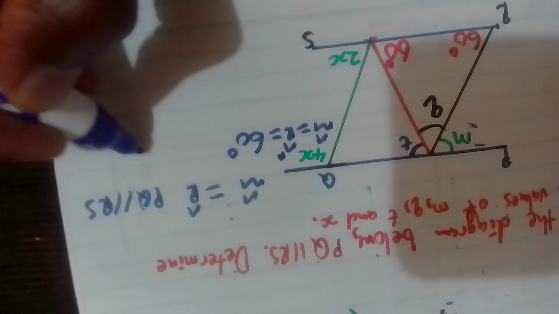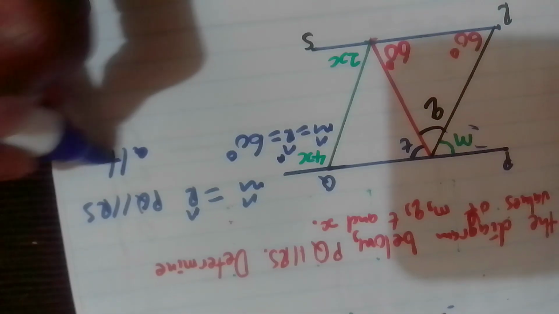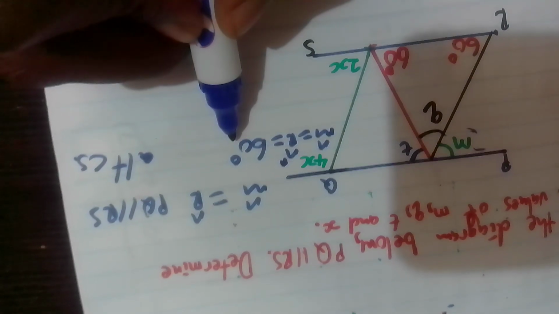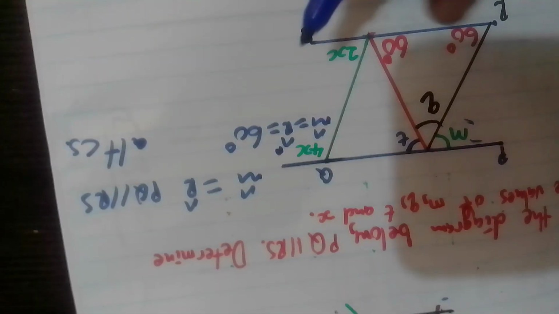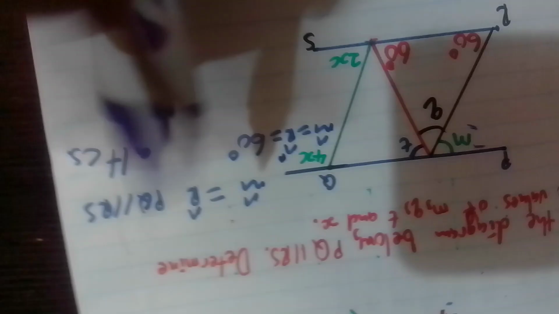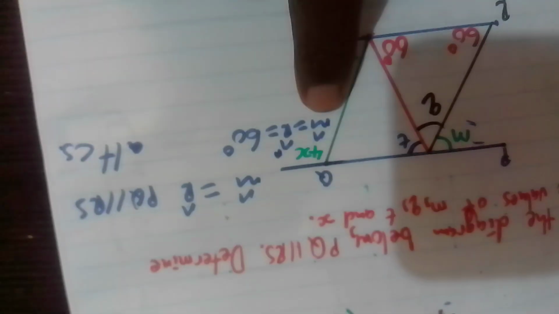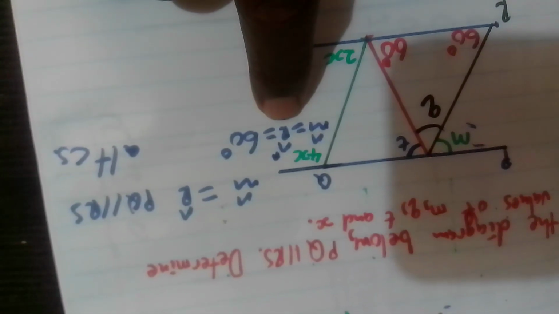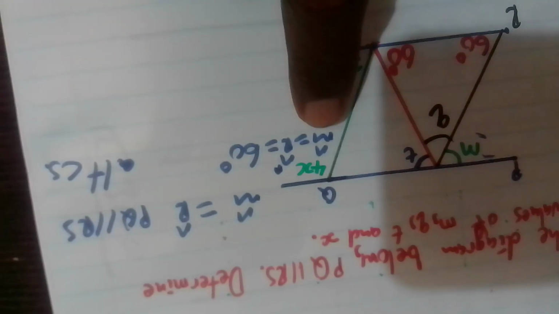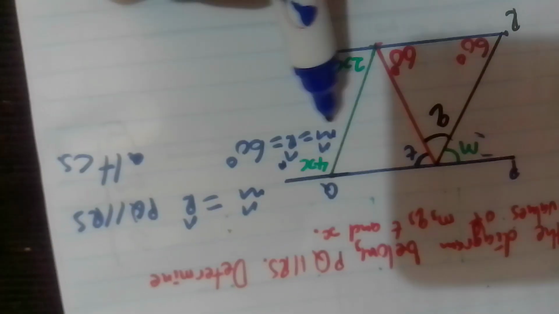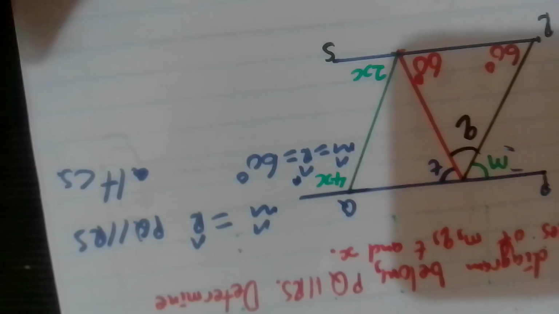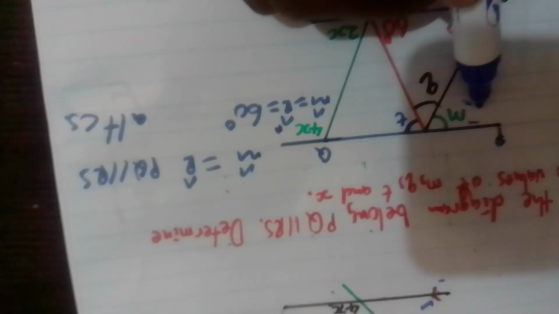Our reason being these are alternate angles. Angle M is equal to angle R is equal to 60 degrees, because on angle R we have 60 degrees. That's what this statement means. Angle M is equal to angle R, and since angle R is equal to 60 degrees, it means that angle M is equal to 60 degrees. That's what this statement is telling you. And what is the reason? Alternating angles. So we have found angle M.